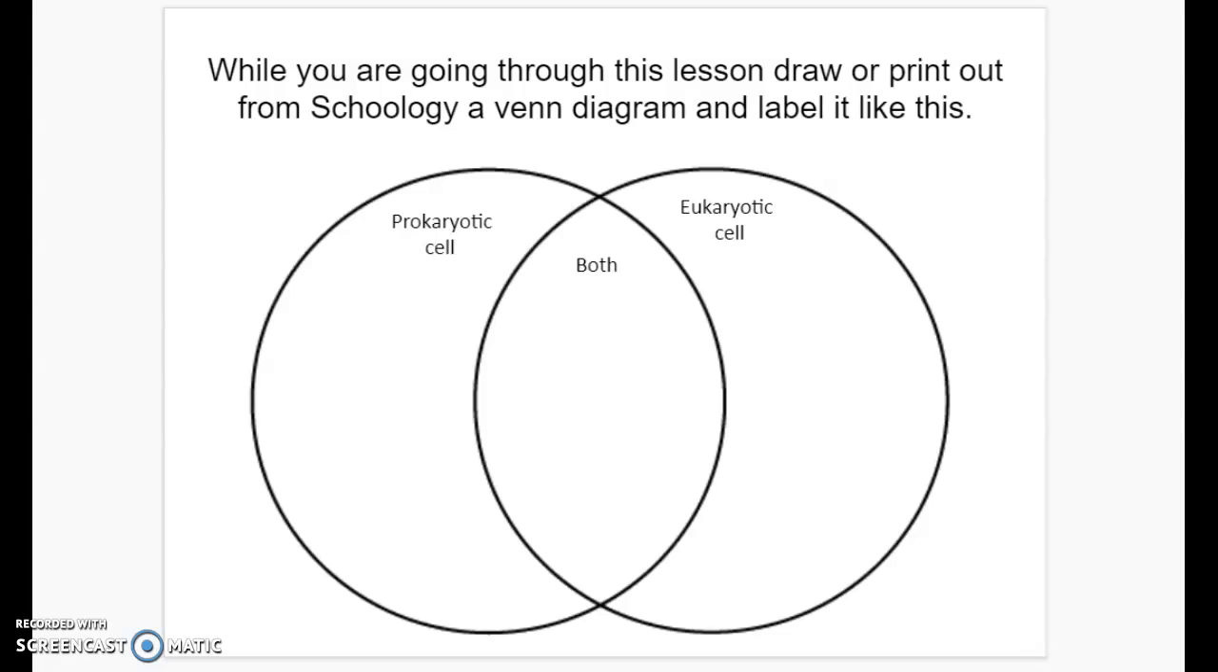While you're going through this lesson, draw or print out from Schoology a Venn diagram and label it like this. The one on Schoology, I believe, has the labels already, but if you don't have a printer or you just don't feel like printing it, just get a blank piece of paper and draw this Venn diagram with the titles. We're going to fill it out as we go.